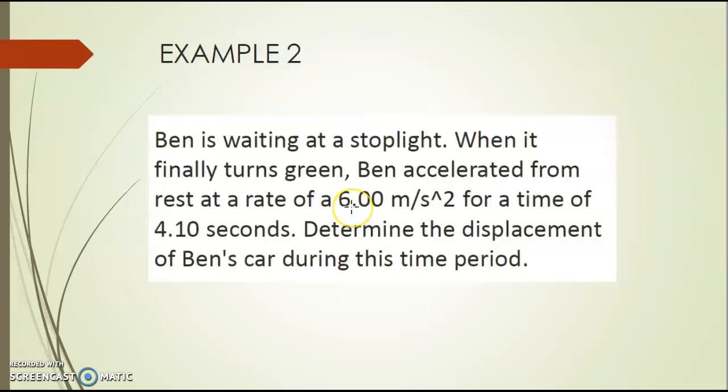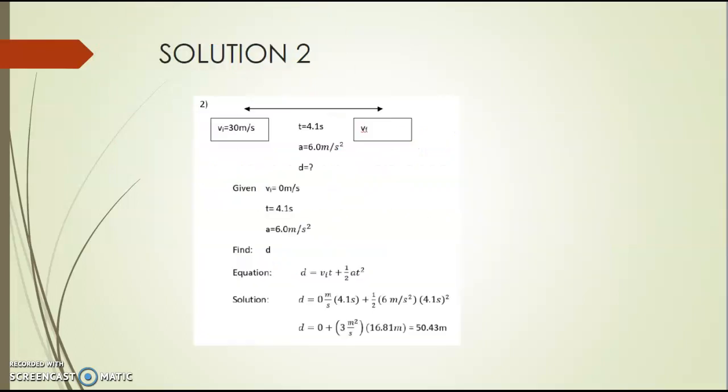Next, Ben is waiting at a stoplight when it finally turns green. Ben accelerated from rest at a rate of 6 meters per second squared for a time of 4.10 seconds. Determine the displacement of Ben's car during this time period. So we're given here the initial velocity as 0 because from rest, with an acceleration of 6 meters per second squared and a time interval of 4.10 seconds. So we're looking for the displacement as well.